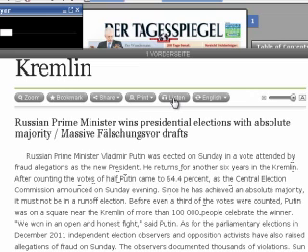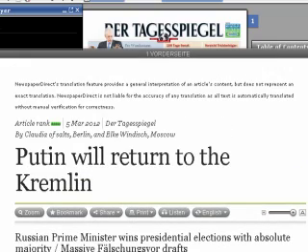So let's go to listen, and then you will see here that it's going to work. I have to put it in the beginning. This is the beginning, and then you will see here Putin will return to the Kremlin, and then you hear probably the people who made that article, right?